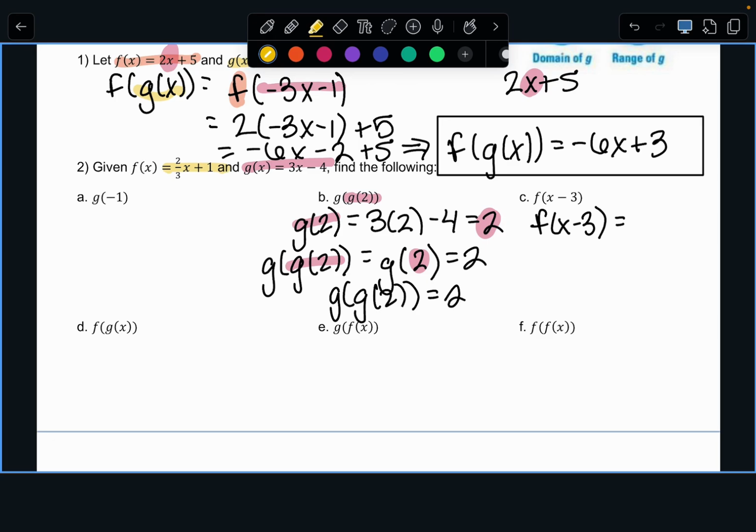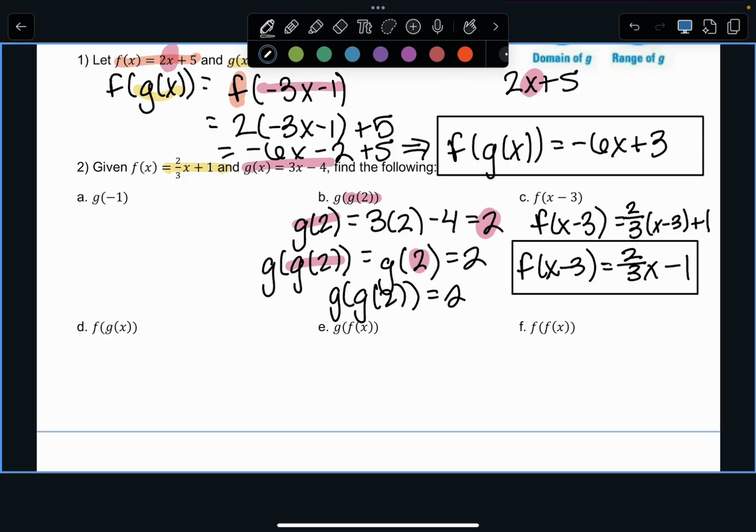So I'm looking at function f, and anytime I see an x, I'm going to replace it with x minus 3. So 2/3 (x minus 3) plus 1. You have to use parentheses or your answer will be wrong every time, because that entire thing in parentheses is what our x changed into. Then we distribute. We end up getting 2/3 x, and then 2/3 times negative 3 would be negative 2, plus 1 gives me negative 1. Kind of skipping through the simplification step just a little bit, but all I did was plug this function in for x.